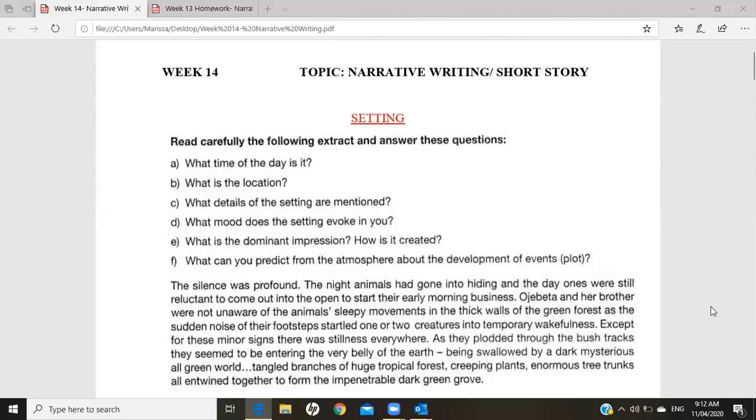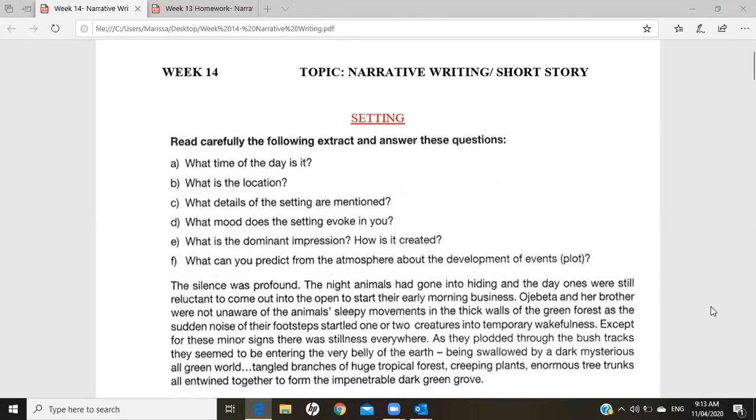So the questions are, A says, what time of day is it? And we know that with setting, it always includes the time of day. B says, what is the location? C, what details of the setting are mentioned? D, what mood does the setting evoke in you? E, what is the dominant impression and how is it created? And F says, what can you predict from the atmosphere about the development of events? So basically the plot.